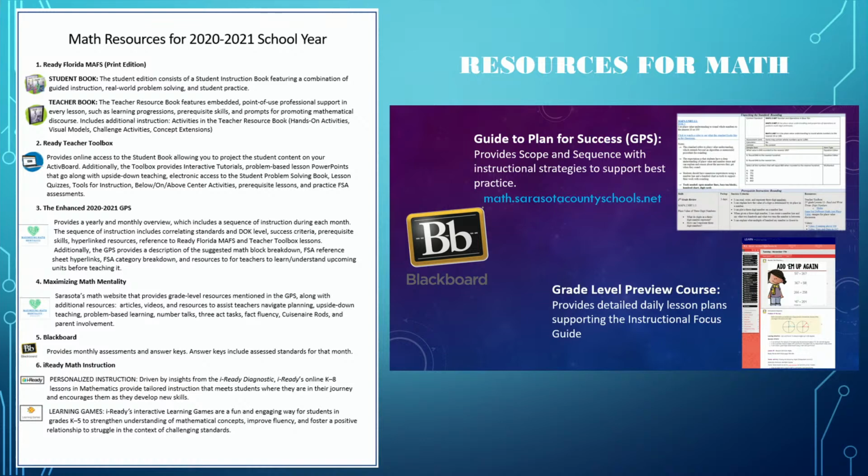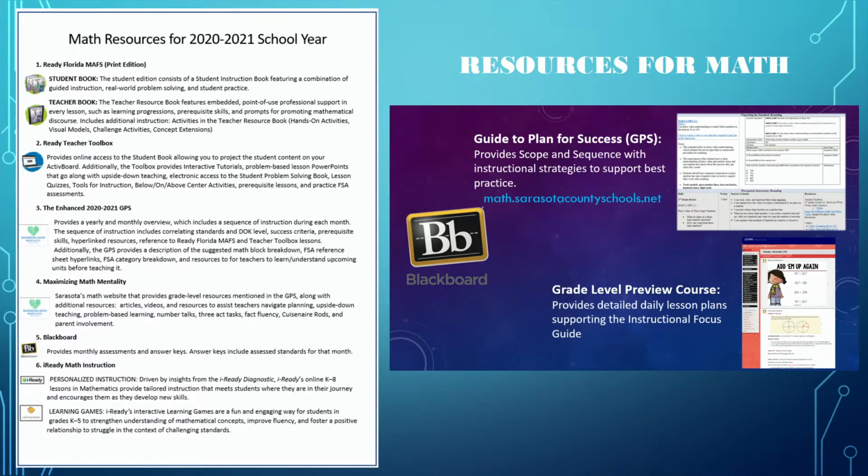And then another big support our team provided was meeting with every grade level team this fall. We call them the CPTs, or collaborative planning time. Our team went out and met with all of our grade level teams and showed them these resources, making sure they knew where they were, how to find them, how to use them, and how to respond to this data. So that's been a big component of supporting our teachers in math.